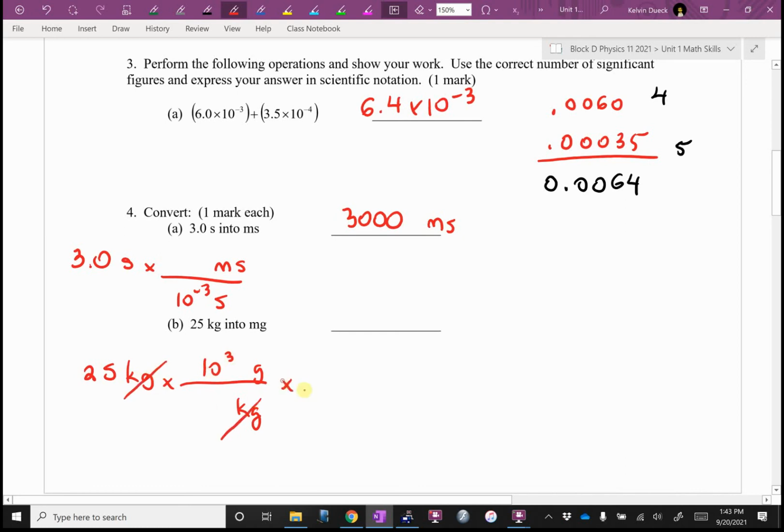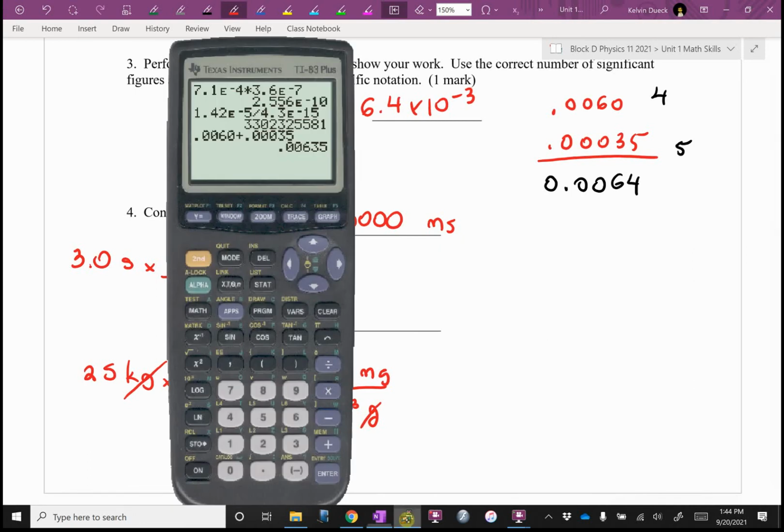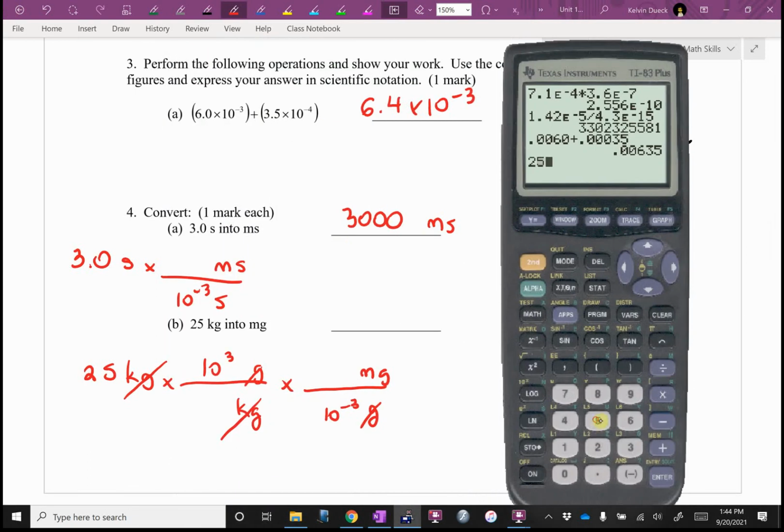But I'm going to keep going now, get rid of grams, and introduce milligrams. And milli, we just said, was 10 to the negative 3. So I guess it's going to be 25 times 10 to the 3rd divided by 10 to the negative 3. And I get a 2, 5, and 6 zeros. And you can write that.